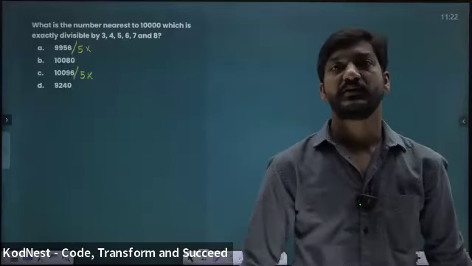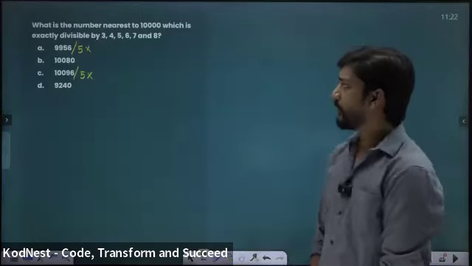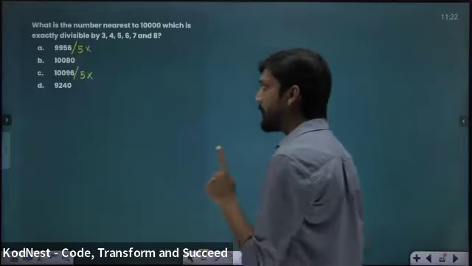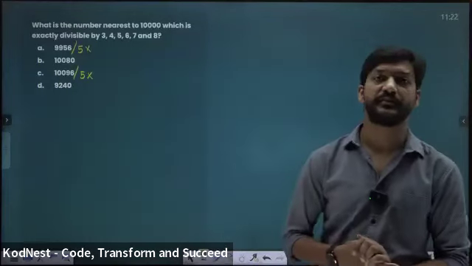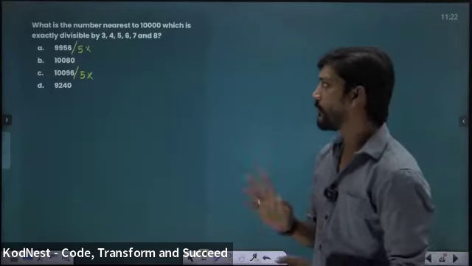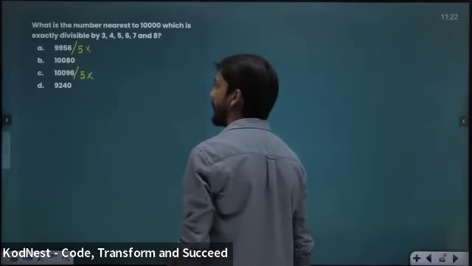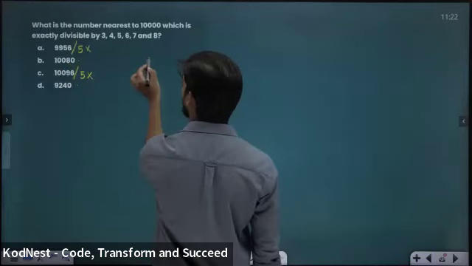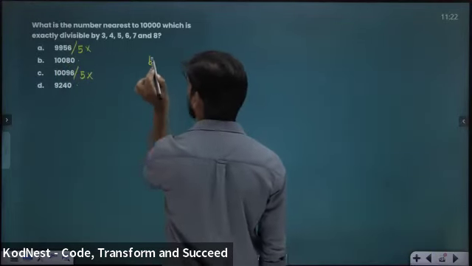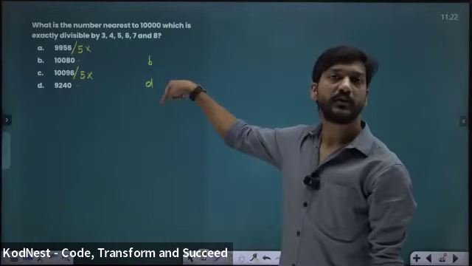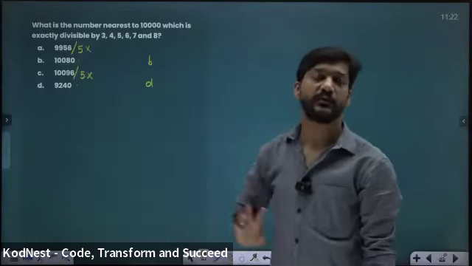All right, two options have been removed, because they are not divisible by 5. The remaining two options I need to check. Now there are two approaches. Out of these two, that means B and D, either I try to find the right option out of these two, or I try to find the wrong option.